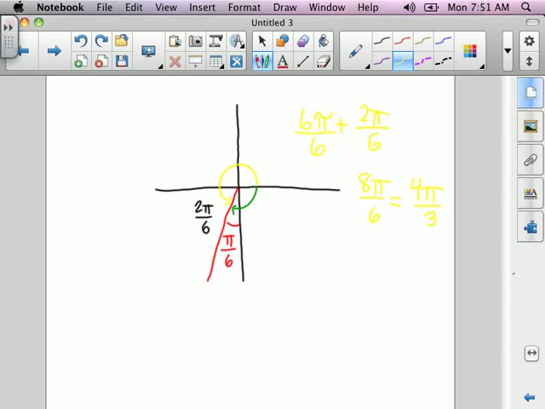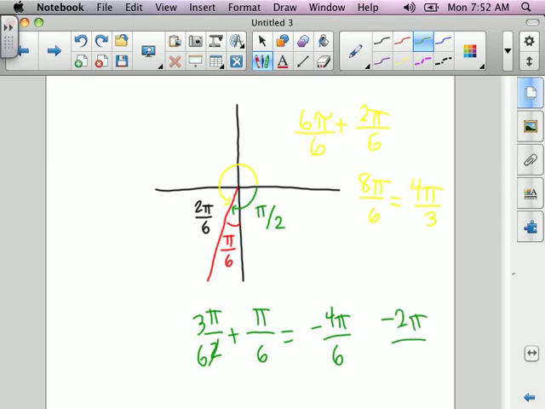To get my green angle right here, I know that this whole quadrant is pi over 2. So I'm really doing a pi over 2 plus a pi over 6. And I realize my answer is going to be negative when I do this because I'm going clockwise on this one. So in order to get my common denominator here, I'm going to multiply top and bottom by 3. And I'm going to end up with 4 pi over 6. I'll make that negative because I'm going clockwise. So it's negative 2 pi over 3 for the green angle in radians.